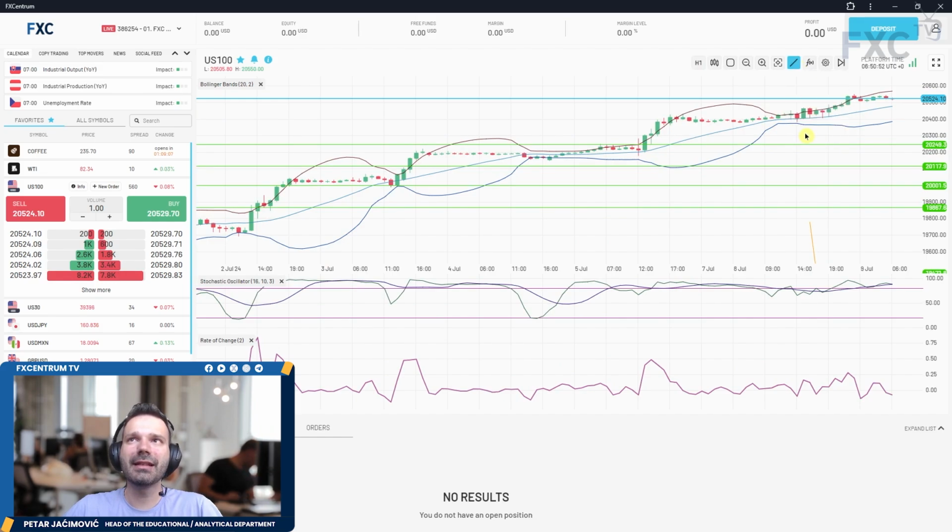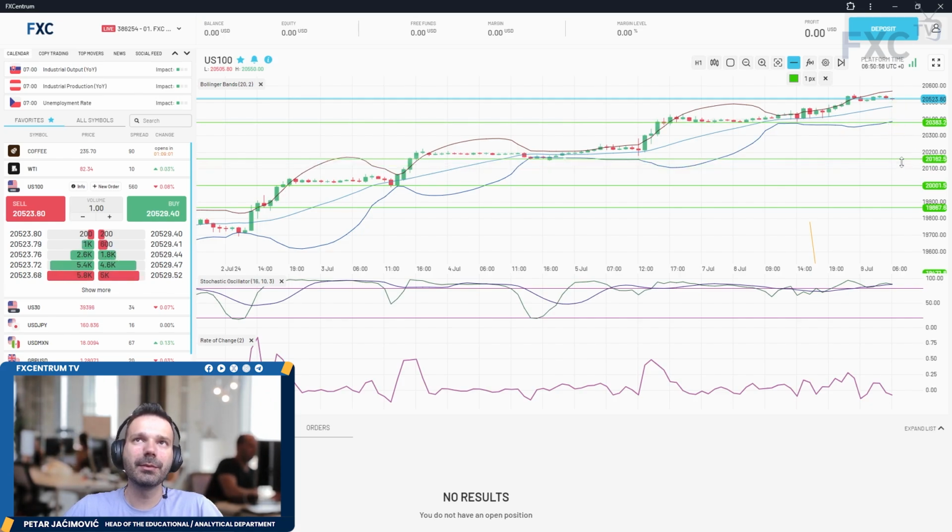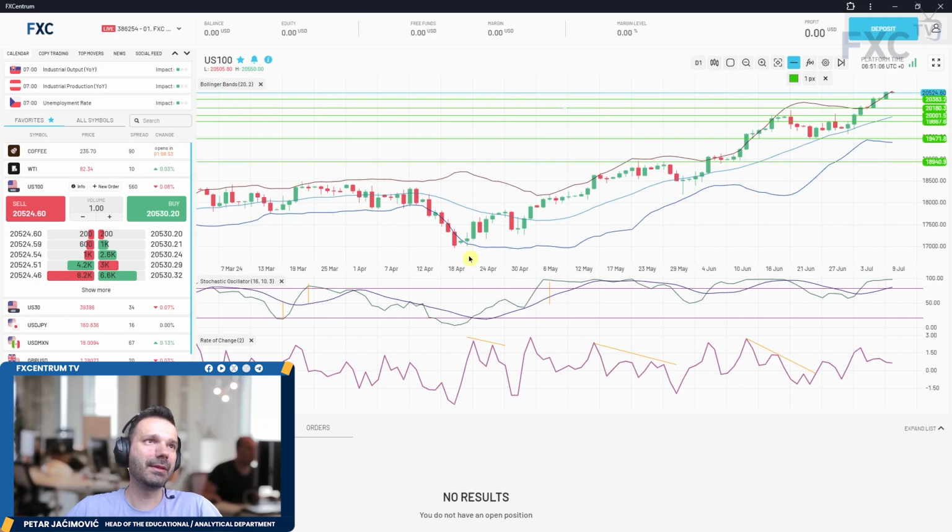For anything meaningful to the downside, I would like to see the break of the lower Bollinger Band on the hourly and eventual hold below. And that will be a good sign for a drop towards 20,180 or the 20,000 mark. But only if we can see the market confirmation and the breakdown and hold below this pivot.